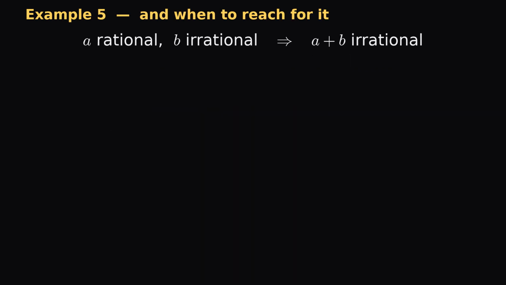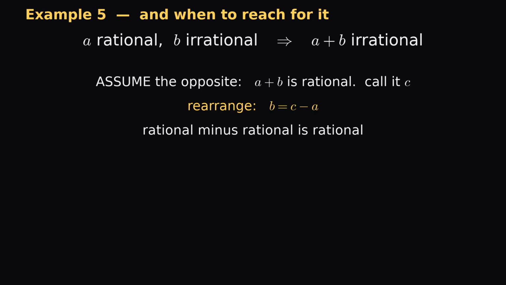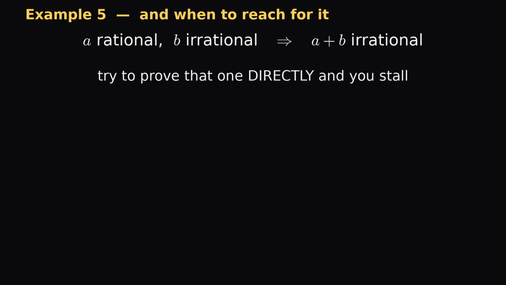Example 5. And this one teaches you when to reach for the method. Prove that if A is rational and B is irrational, then A plus B is irrational. Assume the opposite. A plus B is rational. Call it C. Then rearrange. B equals C minus A. But C is rational and A is rational, and rational minus rational is rational. So B is rational. But B was given as irrational. Contradiction. So A plus B is irrational.